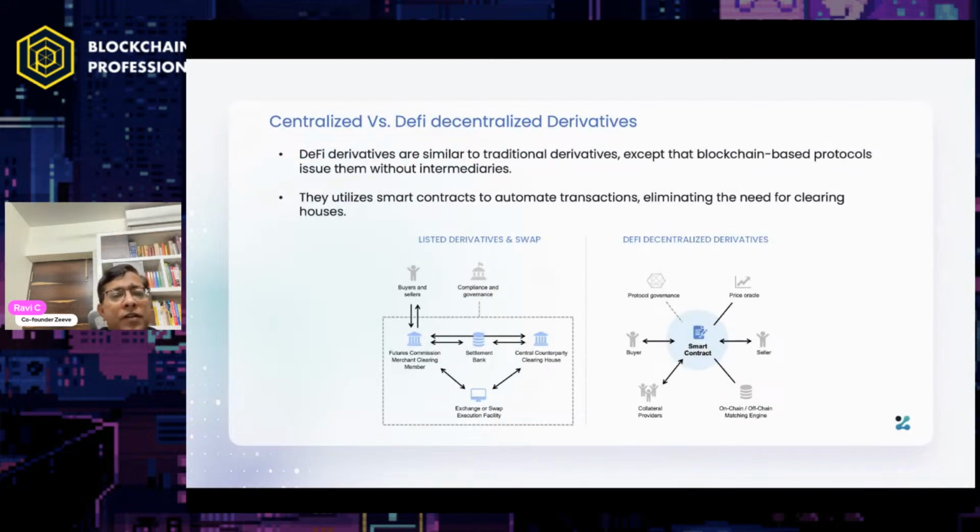So if you see centralized derivatives, there's an elaborate structure, there's a backend infrastructure, there are governance and compliances, there are merchant clearing and settlement members, the settlement bank, clearing houses. So there are a lot of intermediary players which enable centralized derivatives. Vis-a-vis that, DeFi based derivatives are again smart contract based. There may be a governance which is DAO based, and then there are buyers, sellers, and collateral providers who are providing the collateral. They create the derivatives on the smart contract, and the buyers and sellers can start putting positions on these derivatives.